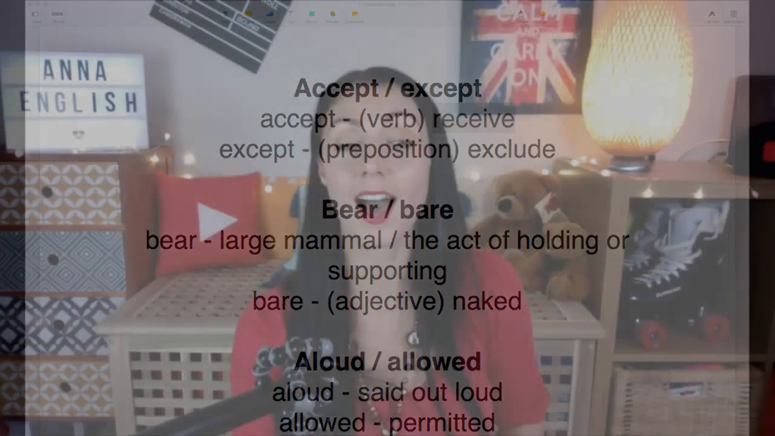So you might say, I accept your invitation. I will go. I accept your invitation. Or if someone apologizes and says, I'm so sorry that I upset you, you say, I accept your apology. I accept your apology. I will receive it. I will acknowledge it. Okay. I accept your apology. Stop worrying.